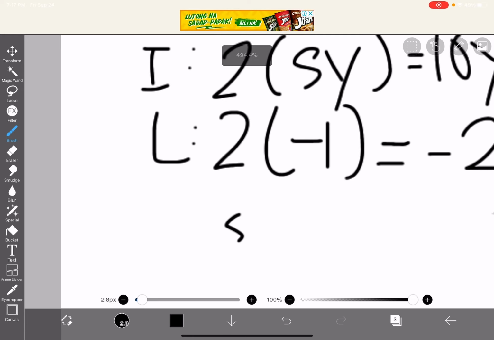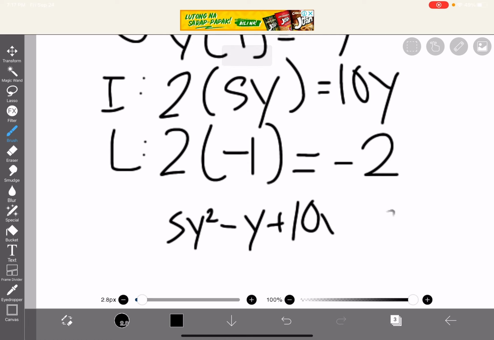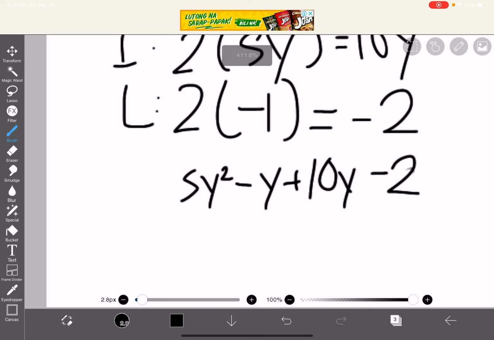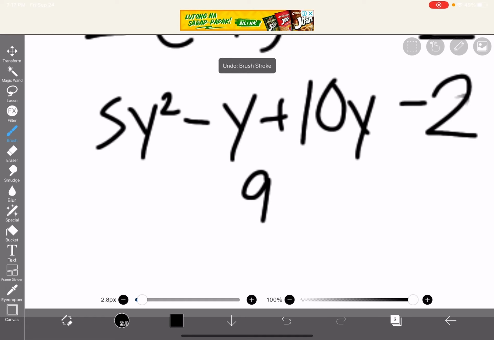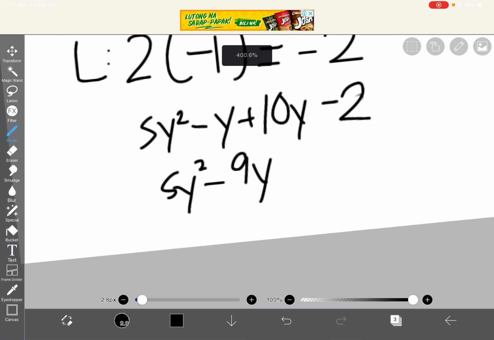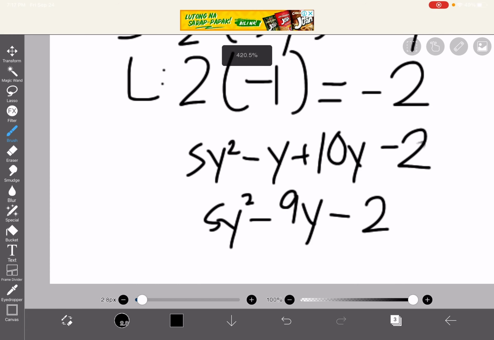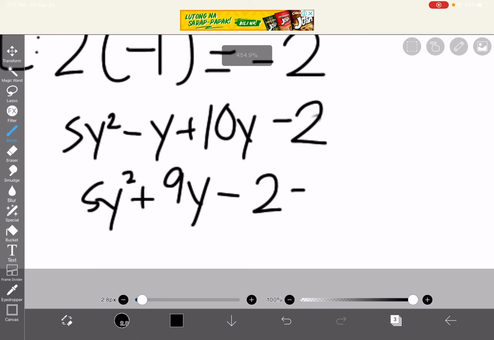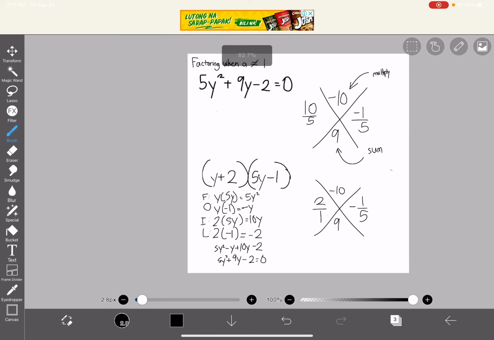Okay, let's go back. 5y squared minus y plus 10y minus 2. Now let's simplify or subtract. 10 minus 1 is 9. And since the higher number is positive, it will be a positive number. So 5y squared plus 9y minus 2. And the same answer is here.